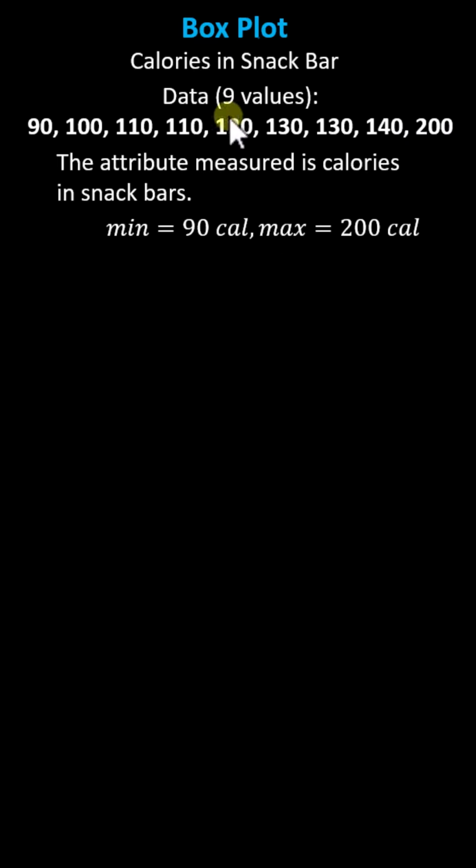Next, we'll determine the median, which is the data value in the middle when the data is ordered from least to greatest. Because there are 9 data values, the data value in the 5th position is the median, which is 120.